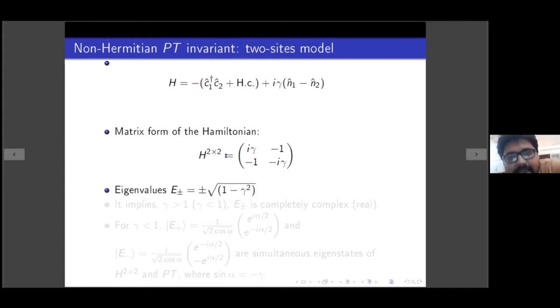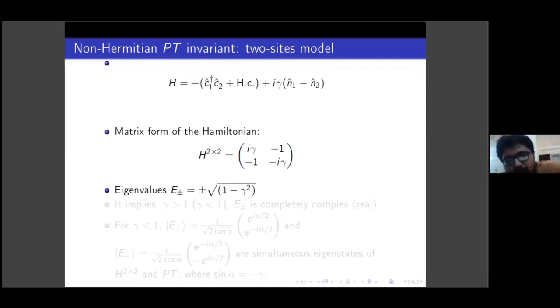And now you can easily diagonalize this, and you will see that your energy will be something like the square root of 1 minus gamma squared. From here, you can conclude that when gamma is less than 1, your spectrum is completely real, and when gamma is greater than 1, your spectrum is completely imaginary.